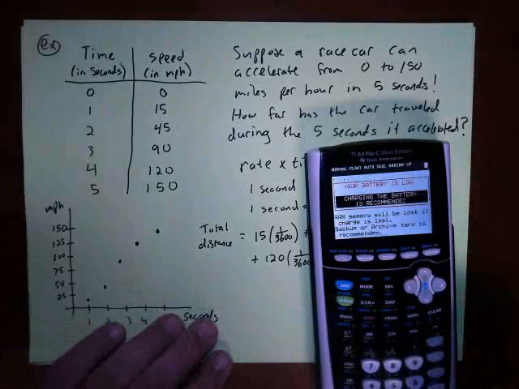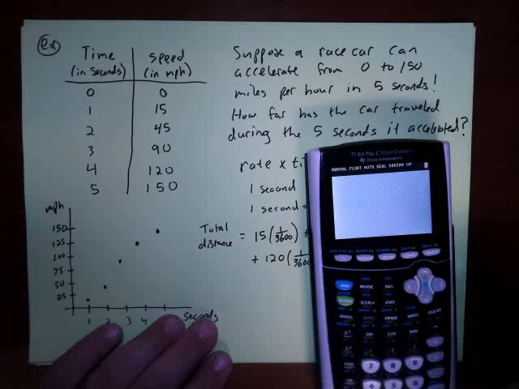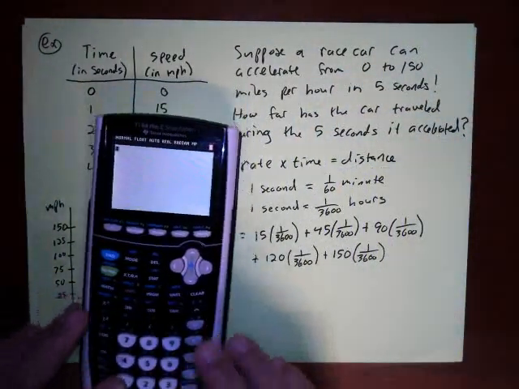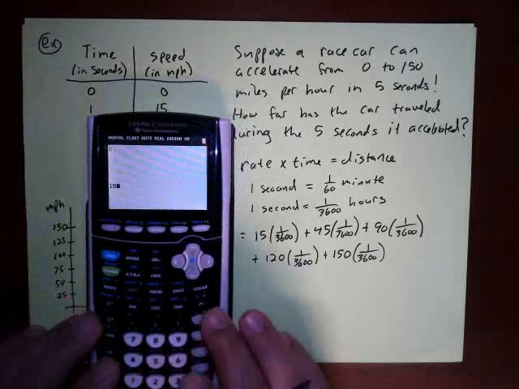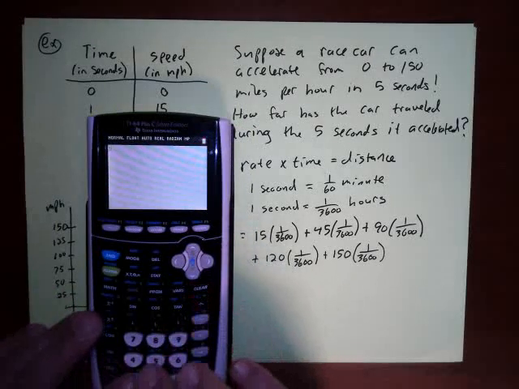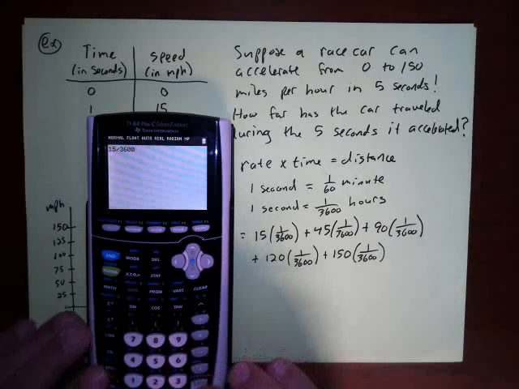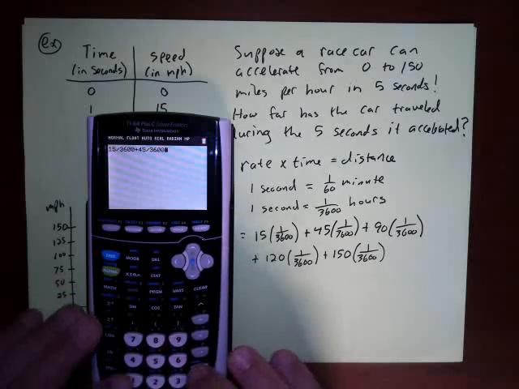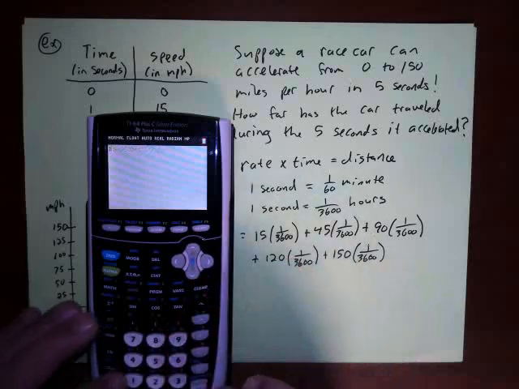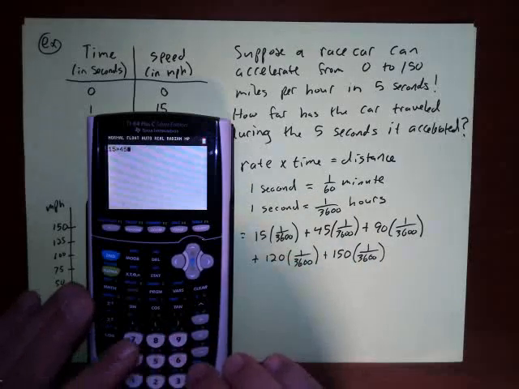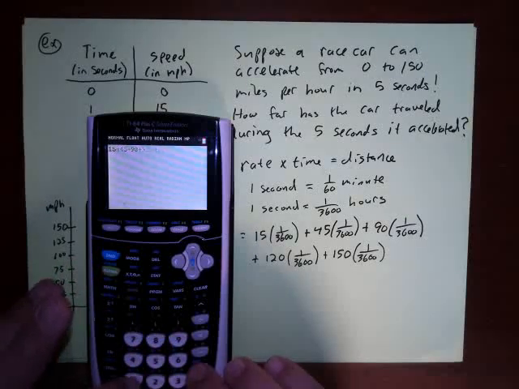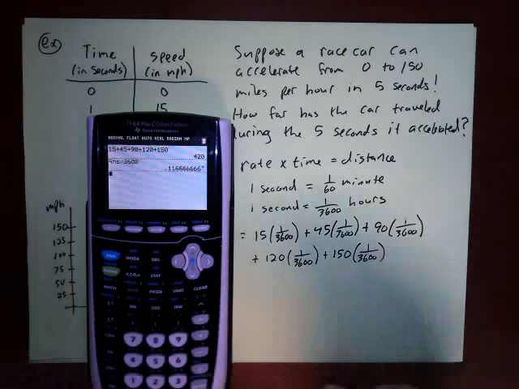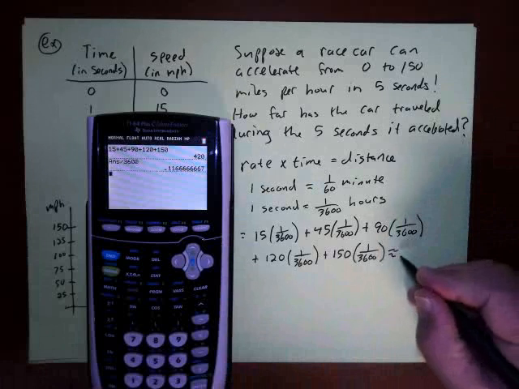Now I did this. Oh, it deleted it. I had it all done. So that's okay. I'm going to just type this in then. So 15, and what I can do is I can just divide that here. 15 divided by 3,600 plus 45 divided by 3,600 plus, you know what I could do is I could just add all these up. 15 plus 45 plus 90 plus 120 plus 150, and divide that by 3,600.